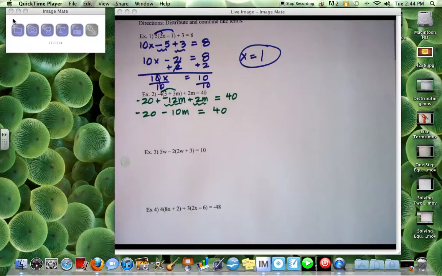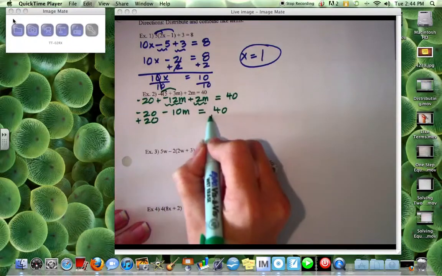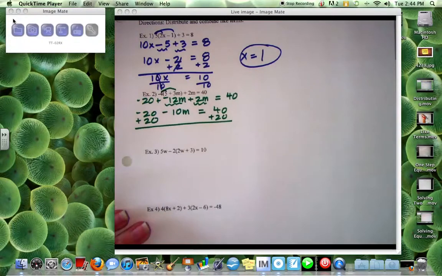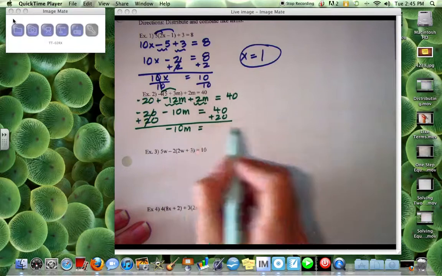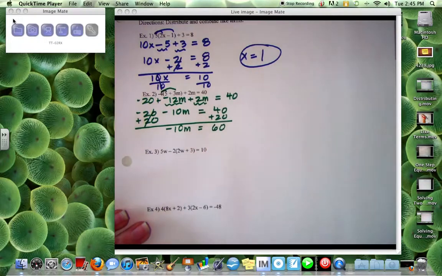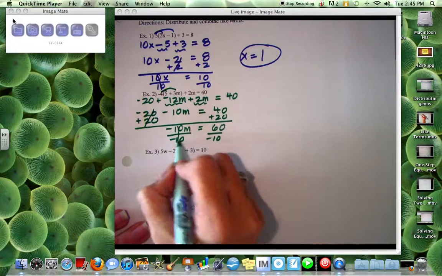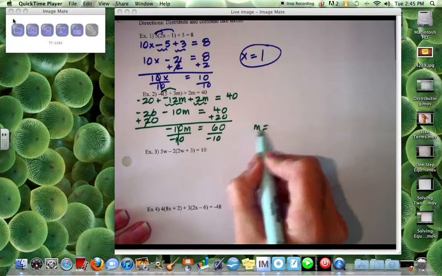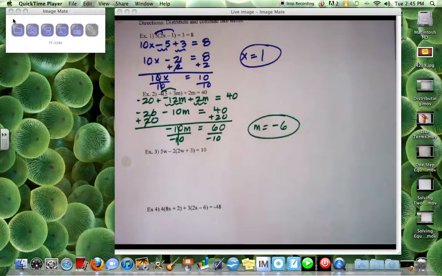Now we have a two-step equation. We need to add 20 to both sides. The 20's cancel. Bring down negative 10m equals 40 plus 20, which is 60. In the last step, we're going to divide both sides by negative 10. So we have m equals 60 divided by negative 10, which is negative 6.